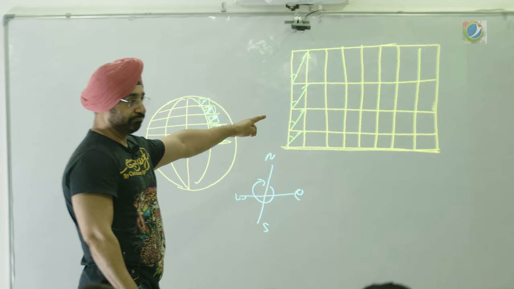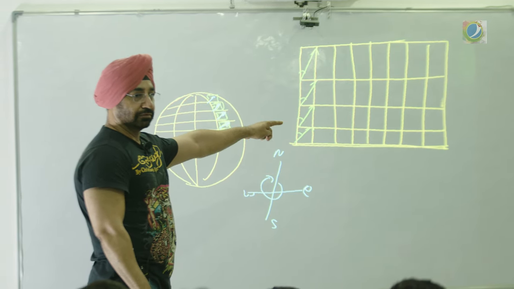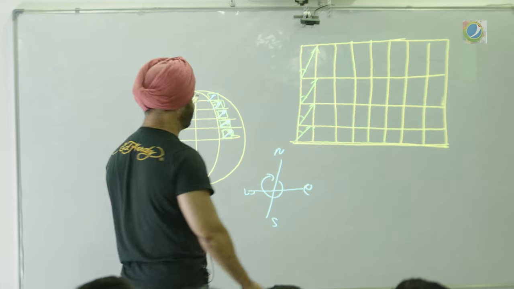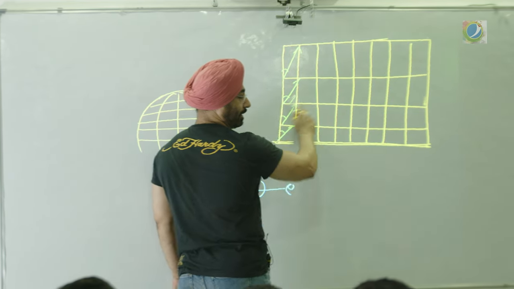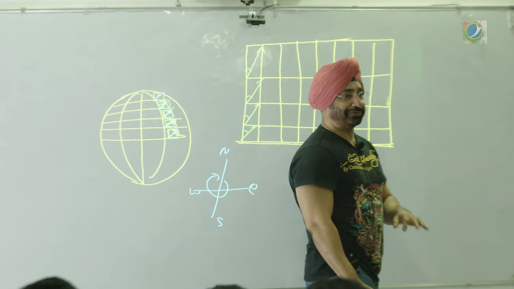Is this a problem? No. All are cutting at 90 degrees. If you look at this, meridians are parallel, so that is not the problem. So there must be some other problem.